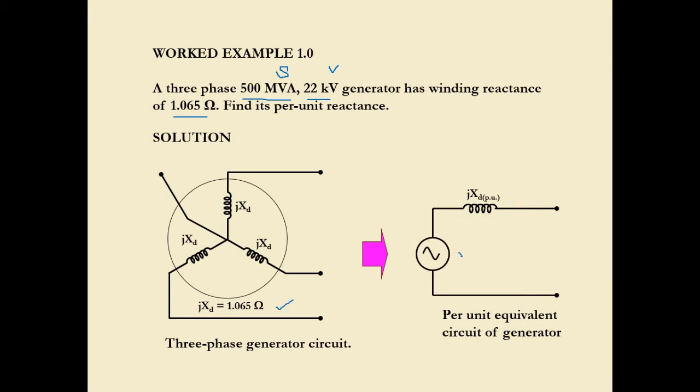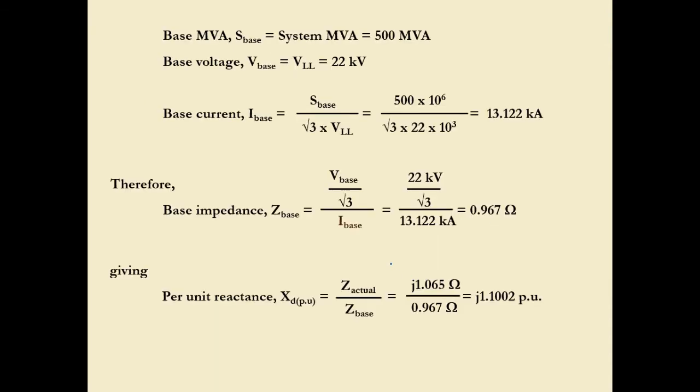This is the symbol for the generator. Once we convert into the per unit equivalent circuit, this is the XT, the winding reactance. Next, from the rating values of the given information, we have 500 MVA, and the base voltage VLL is 22 kV.